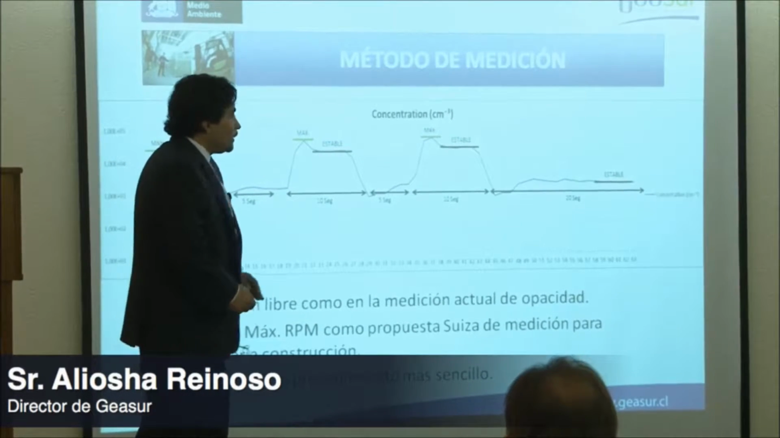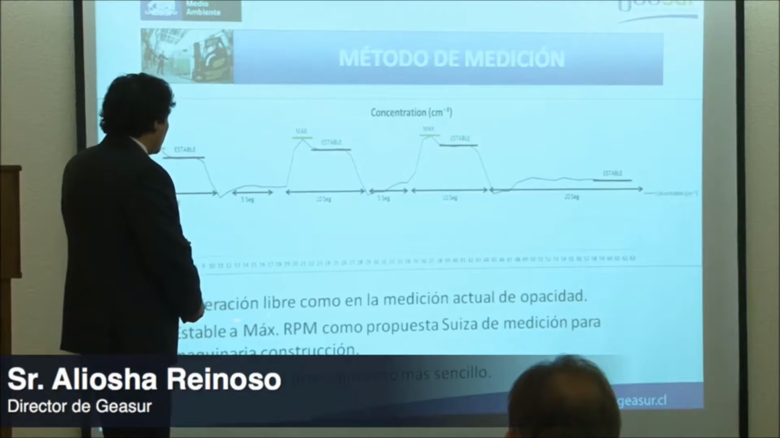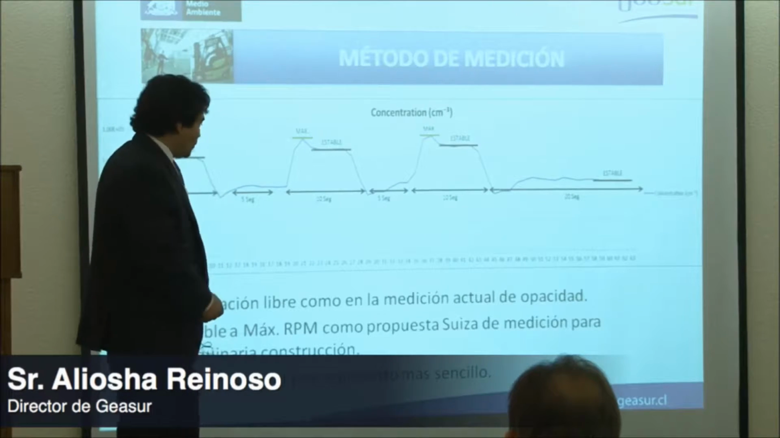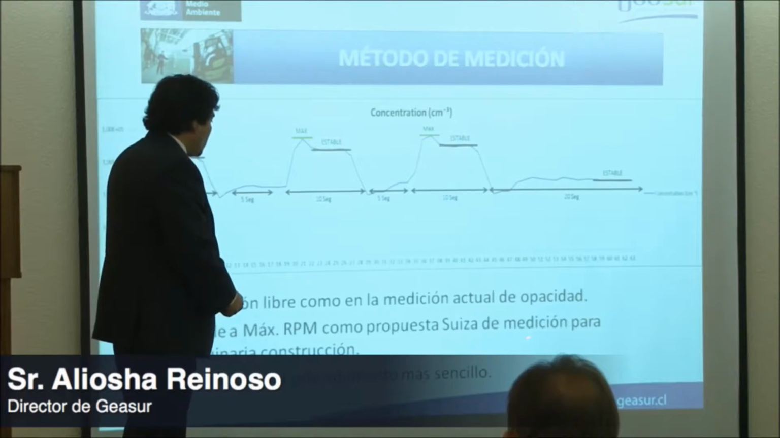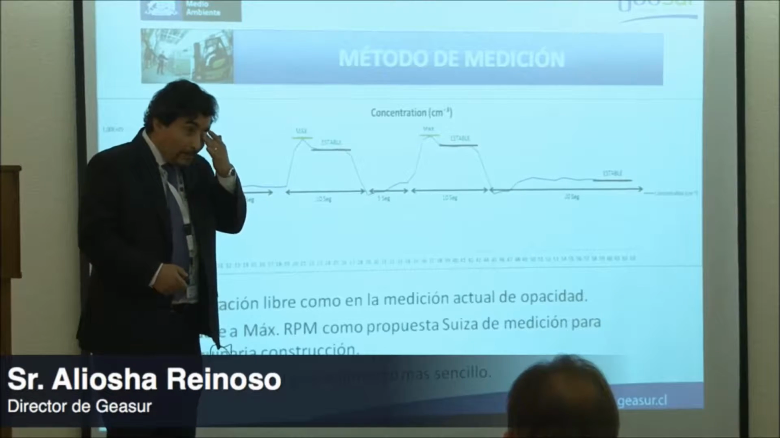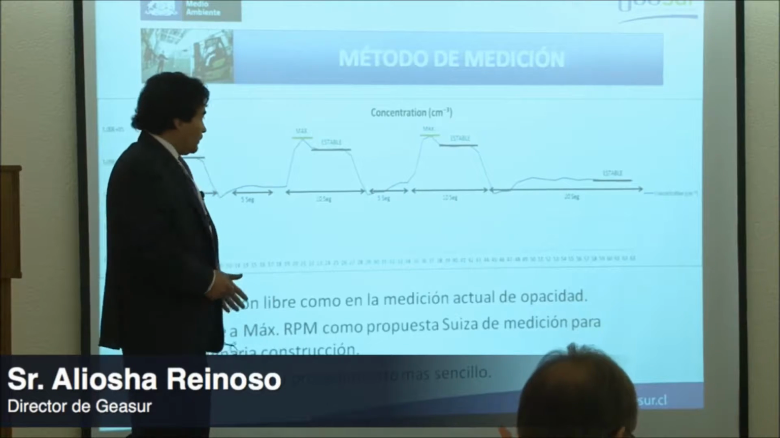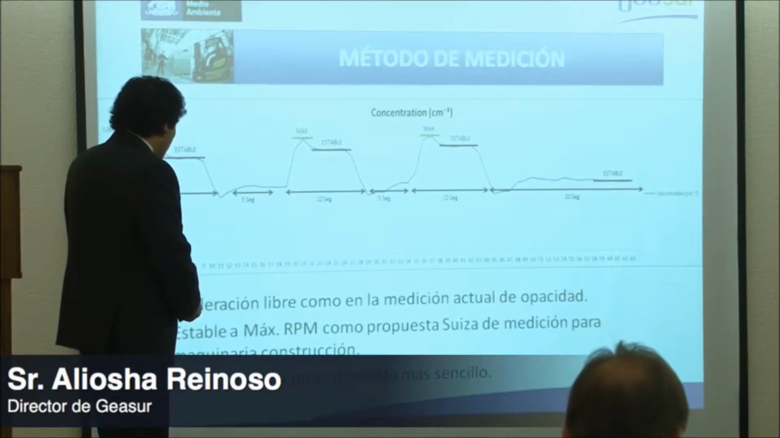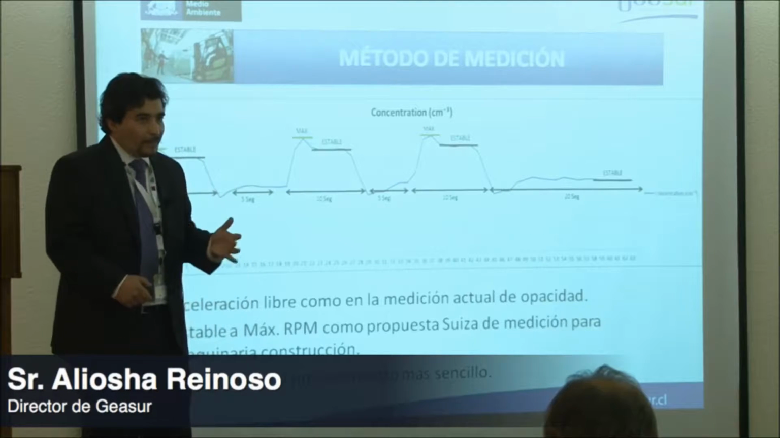After that, we did an idling condition, which would be the third mode. Now, why do we choose these 3 modes? First, free acceleration as measurement of opacity. Like we said, we have a comparison parameter. Maximum RPM, as it is proposed today in Switzerland when it comes to this measurement for these equipment. Now, after this proposal, we could have other issues, but there's a proposed procedure for these types of measurements. And the idling as the most simple measurement.